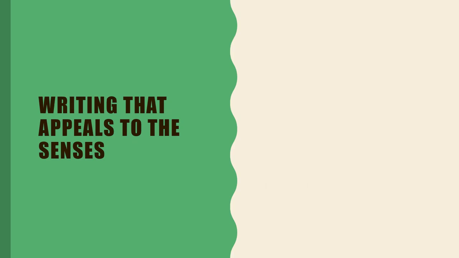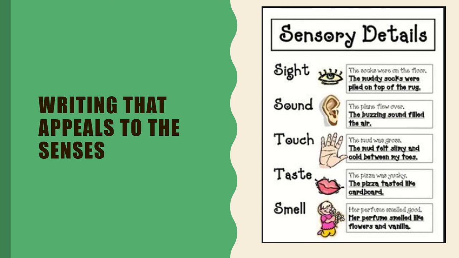Now, writing that appeals to the senses, okay? This is also, if you guys recall, in our writing notebooks where we traced our hand and wrote some sensory details in there. That's the same thing as this anchor chart, sensory details. The writer can write about things that you can see in your writing. What are some things that you hear? Touch, taste, and smell.